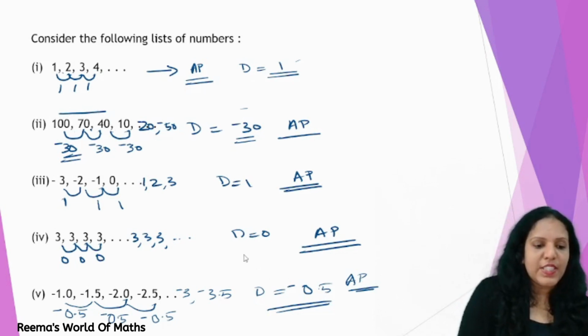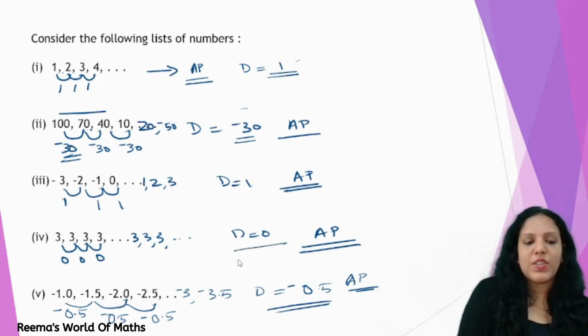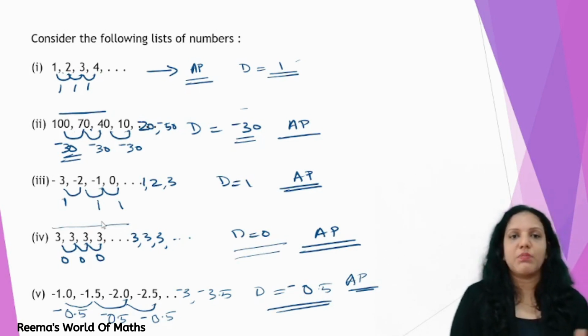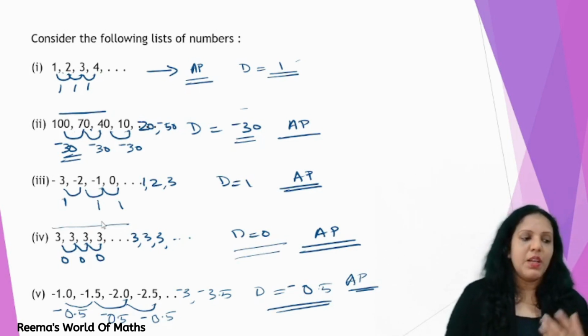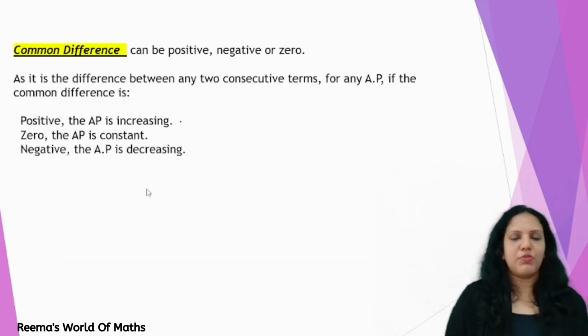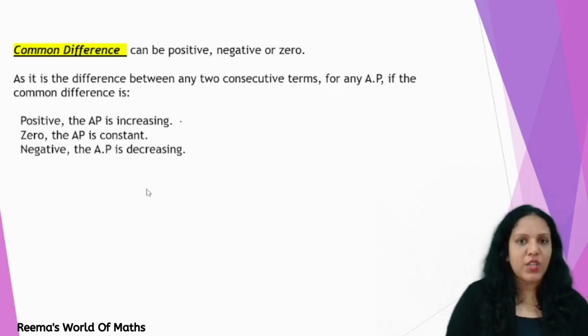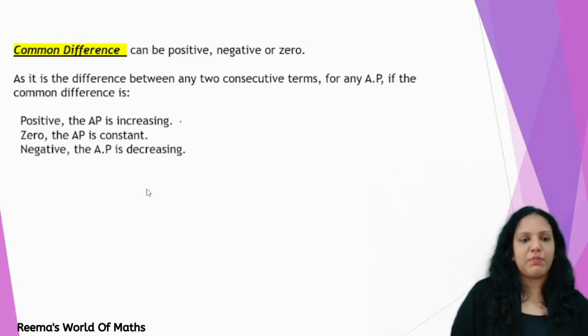Also there was a situation where the common difference is equal to 0. Here we can say the AP is constant. So there is no increasing or decreasing pattern. It is a constant pattern. Based on the common difference value, we will know whether an AP is in an increasing pattern, or it is a constant one, or it is in a decreasing pattern.